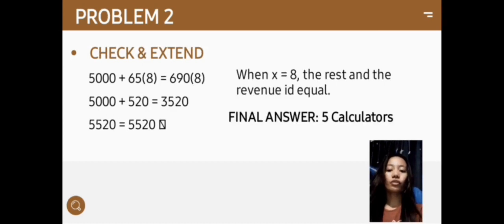Next, we are going to check. By substitution of the value of X, 5,000 plus 65 times 8 equals 690 times 8. 5,000 plus 520 equals 5,520, and 5,520 equals 5,520. When X equals 8, the cost and the revenue are equal.